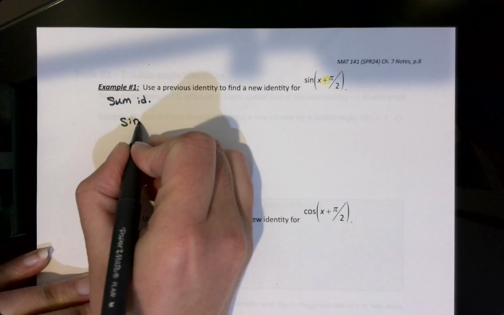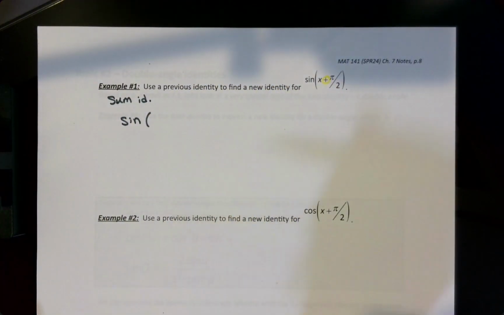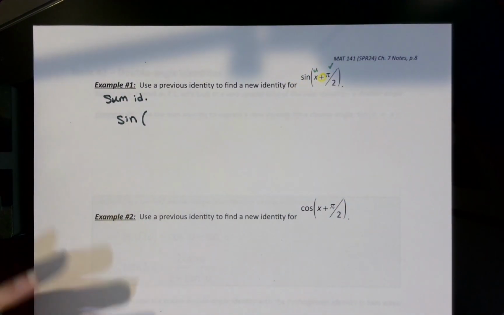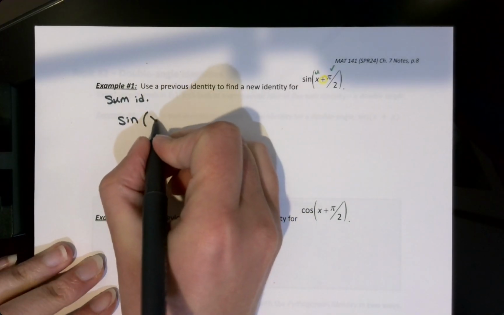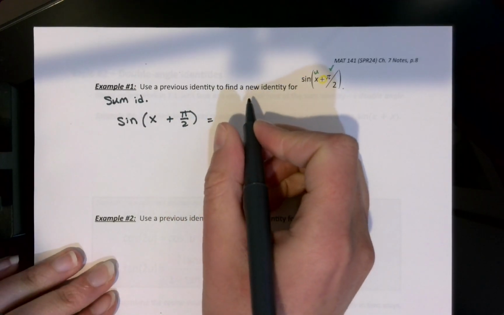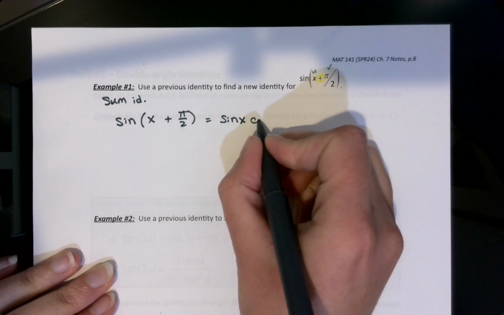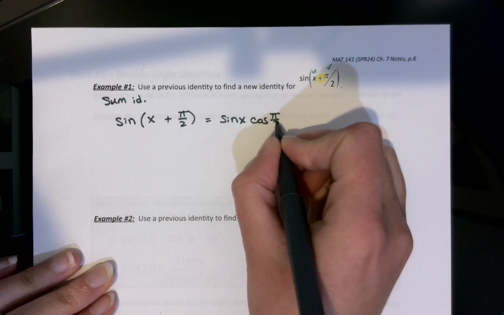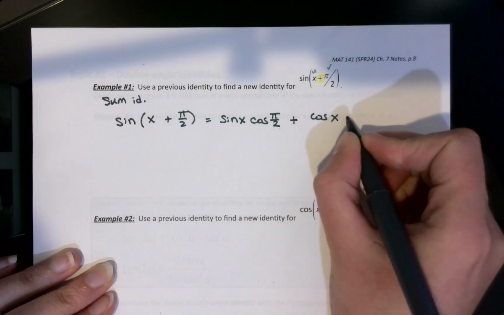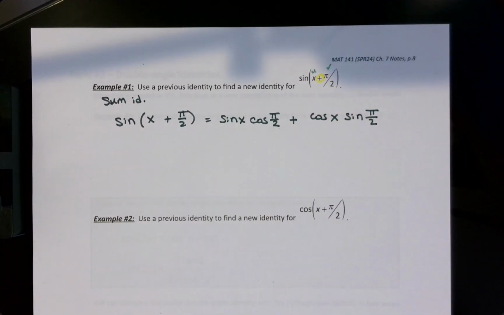So for sine of x plus pi halves, we're going to have the u being x and the v being pi halves. So sine of x plus pi halves is going to be equal to sine of u, so that's sine of x, times the cosine of v, so the cosine of pi halves, plus the cosine of u, so the cosine of x, times the sine of v, so that's the sine of pi halves. That's just the sum identity for sine.